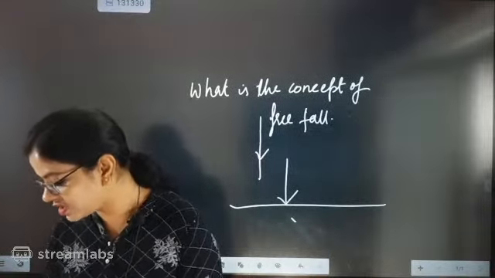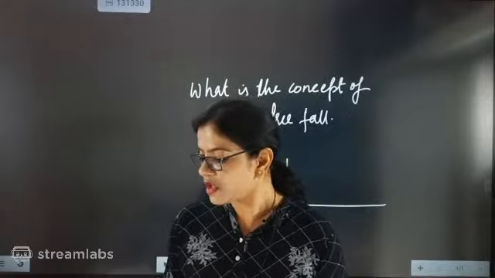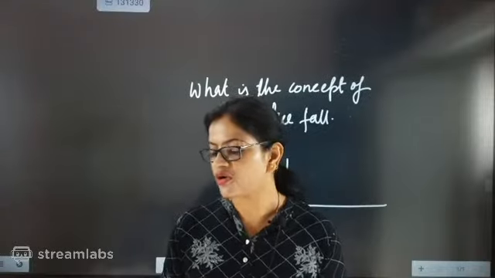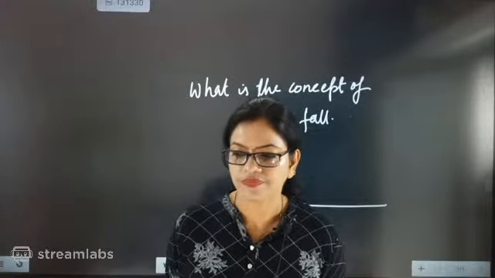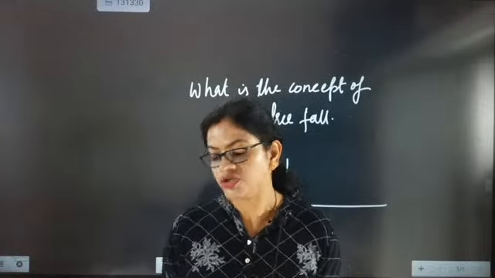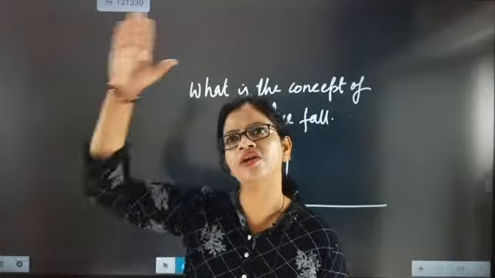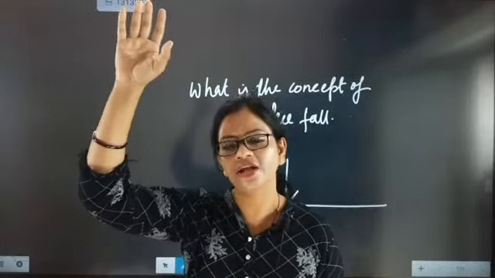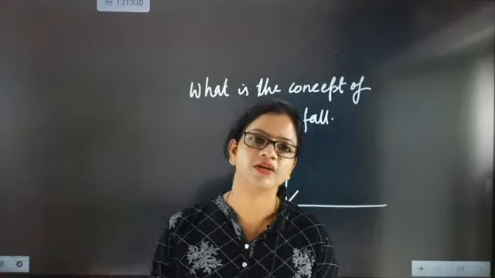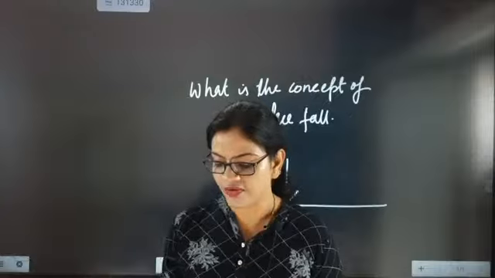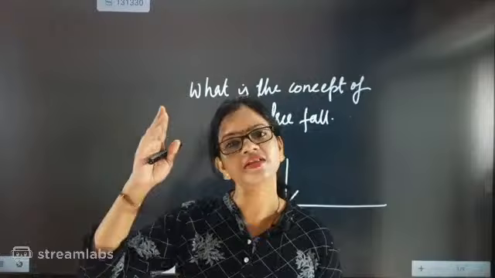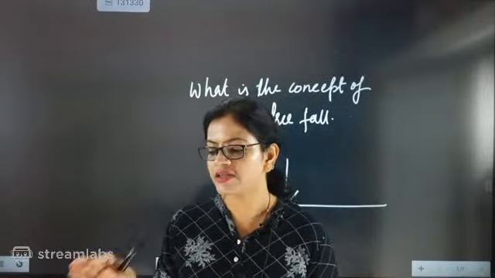Now the next important question is: what is the effect of altitude on gravity? Altitude means height. So if I keep an object on a 1000-storied building, and another object on a 10-storied building, what will be the effect of gravity on the object?